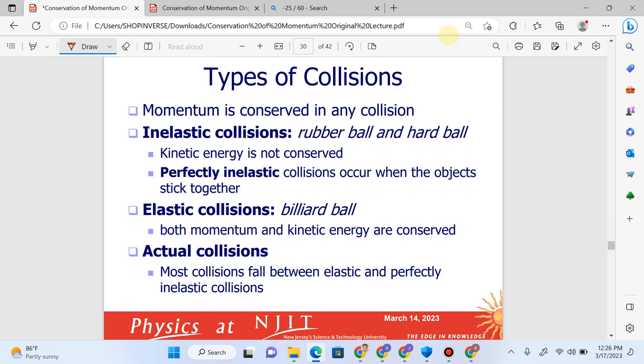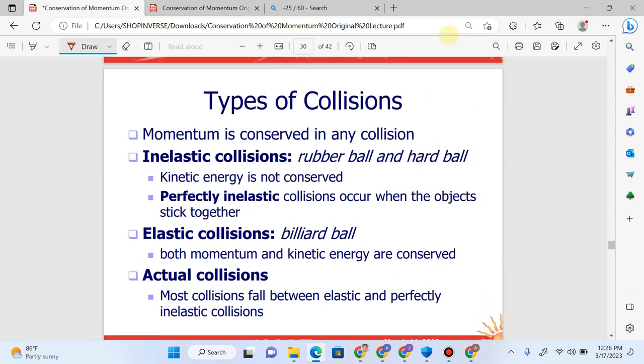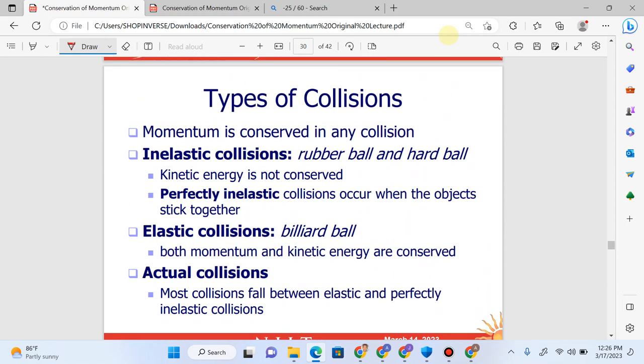Now, I want to talk about the two types of collision that can happen to an object. These are inelastic collision and elastic collision. When we say inelastic collision, what do we mean? We mean that after two objects collide, they move together as a single unit with a common final velocity.